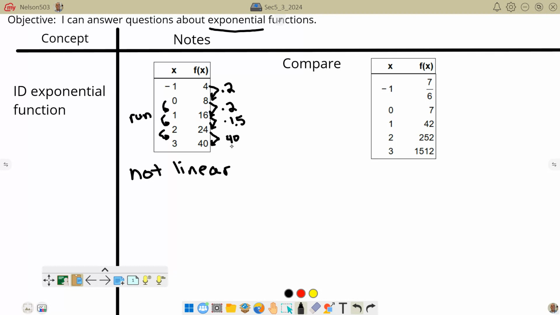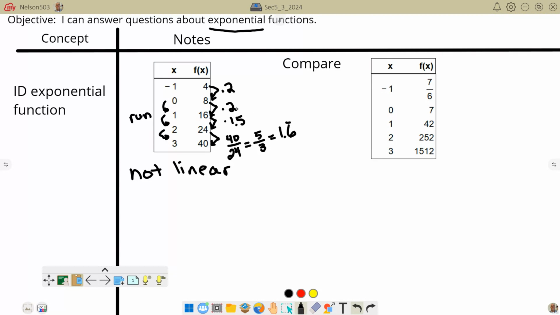Well, one way we could do that is we could go 40 divided by 24 to figure out what we're multiplying by. I think 8 goes into here 5 times. 8 goes into here 3 times, right? And so this is like 1.6, right? 1.6 repeating. So it's not a common ratio every time.